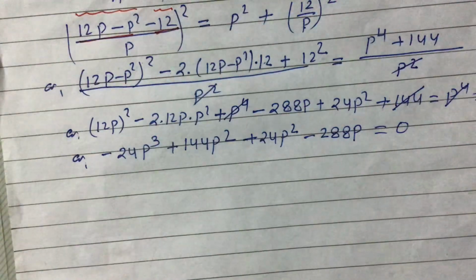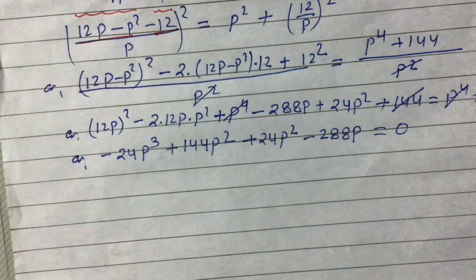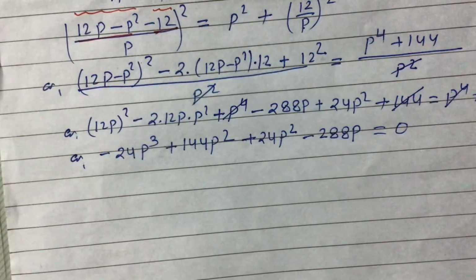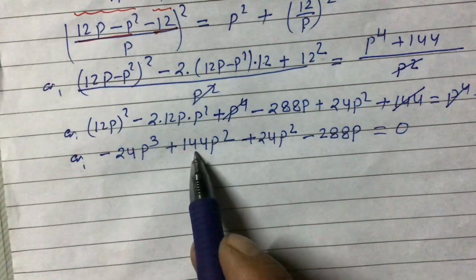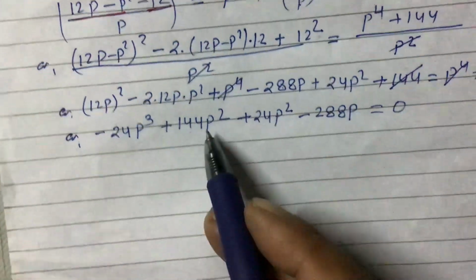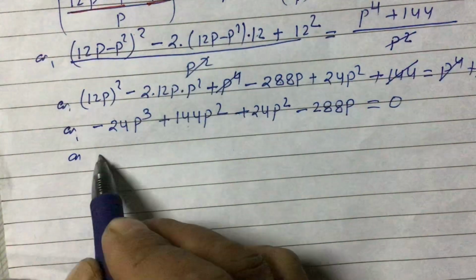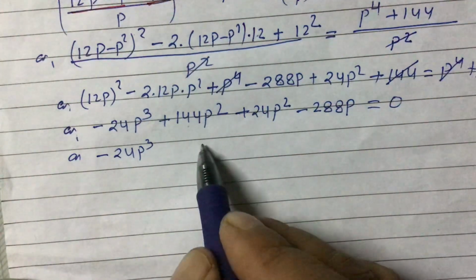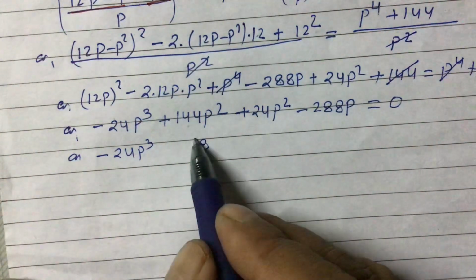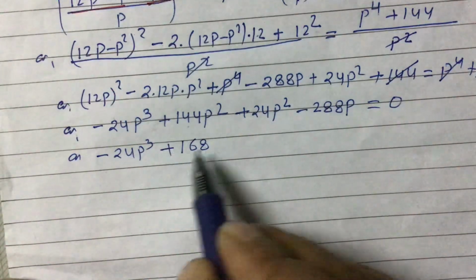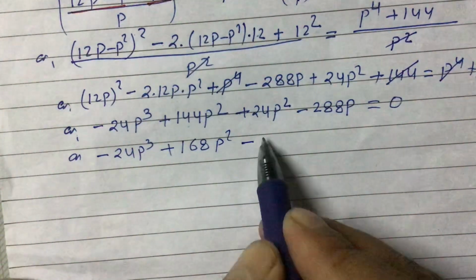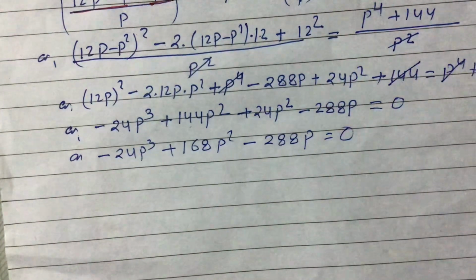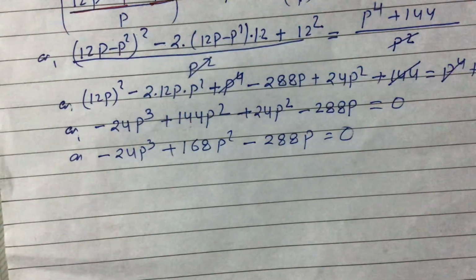Now we can take something here common. 24 is common, I think. We can add first of all this one, then we can take common also. Let us add first of all. Minus 24P cube. Now 4 plus 4 is 8, 2 plus 4 is 6, and then 1 plus, this is P square, minus 288P is equals to 0 we got. Isn't it so?